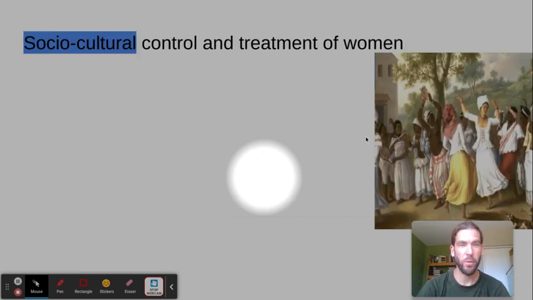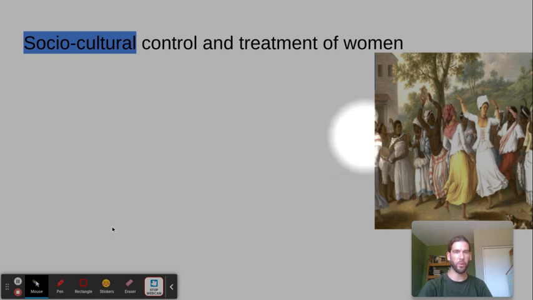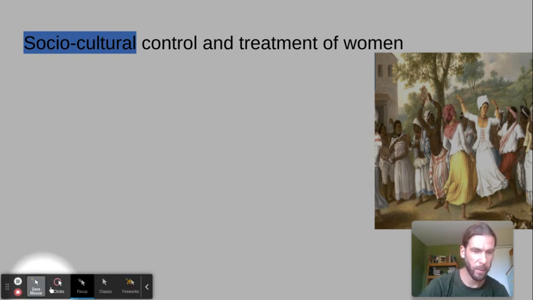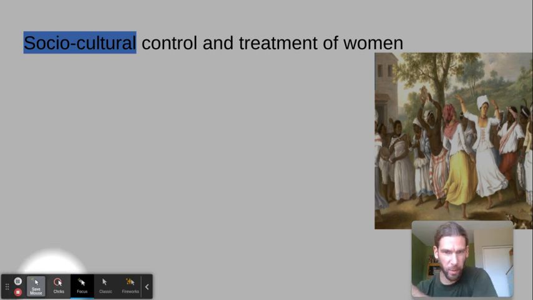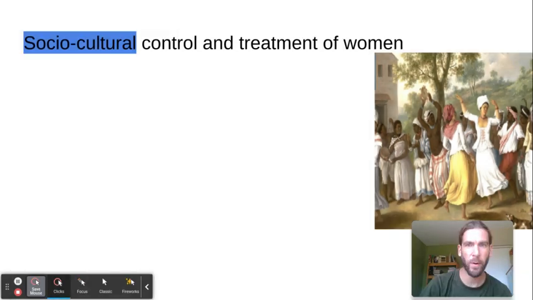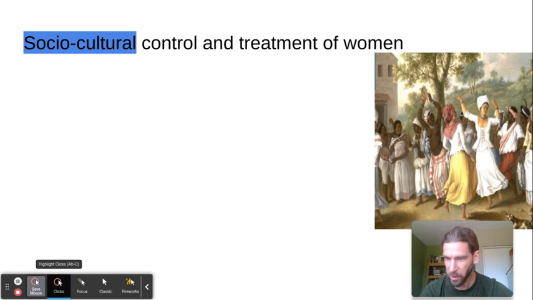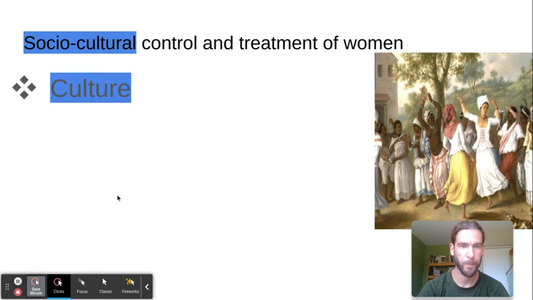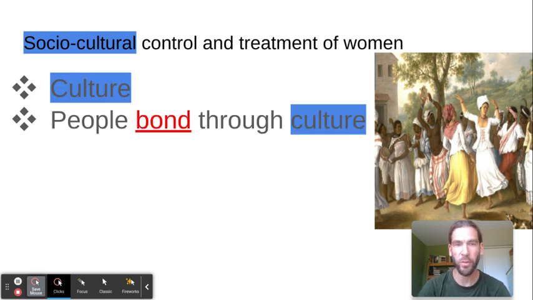Well, the socio-cultural control, with special emphasis on the treatment of women. The picture on the right of my slide portrays Creole women, African slaves, dancing and creating their own culture. So culture is a pretty important concept in this: socio-cultural control and the treatment of women. Well, culture. What is culture?